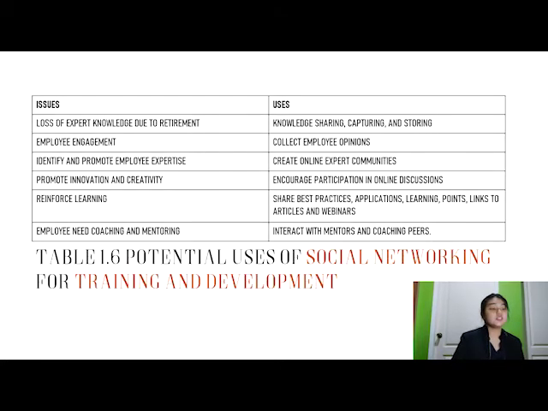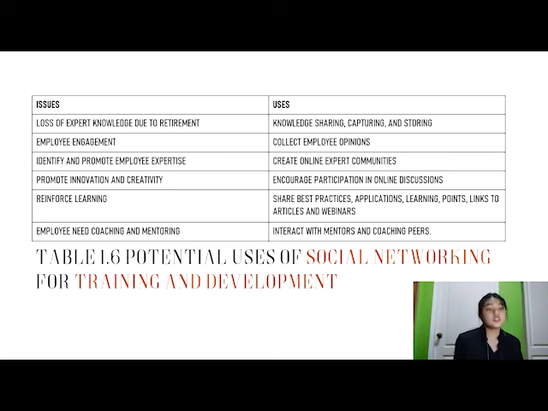Table 1.6 shows the potential uses of social networking for training and developing. For an issue of loss of expert knowledge due to retirement, the use of social networking is knowledge sharing, capturing, and storing. An issue about employee engagement, through social networking, it collects employee opinions, identifies and promotes employee expertise, and creates online expert communities. Issue about promoting innovation and creativity, through social networking, it encourages participation in online discussion.